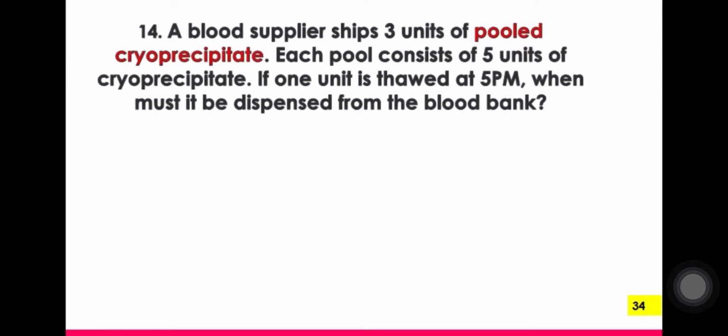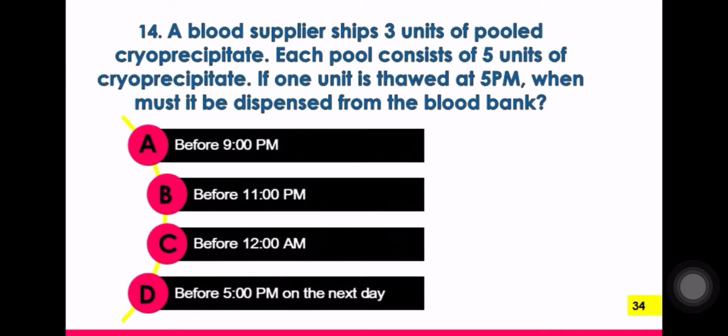Number 14, a blood supplier ships 3 units of pooled cryoprecipitate. Each pool consists of 5 units of cryoprecipitate. If 1 unit is thawed at 5 p.m., when must it be dispensed from the blood bank? Again, take note, it is pooled cryoprecipitate.